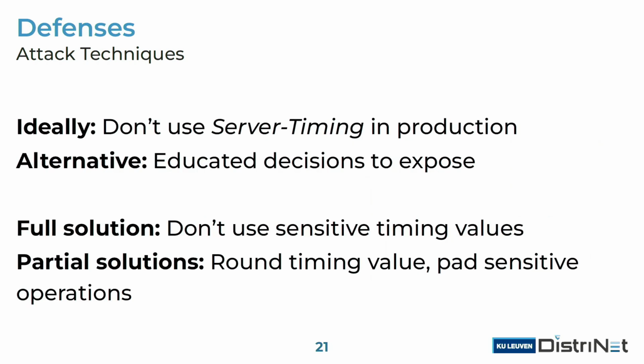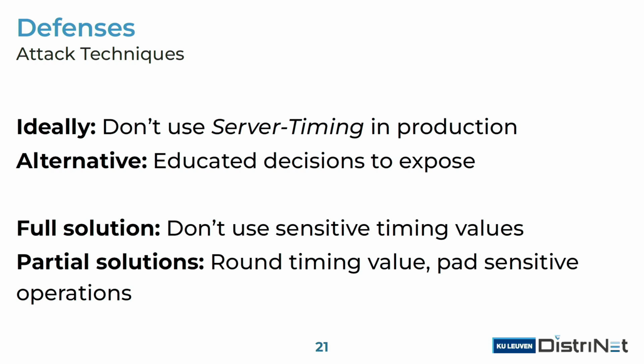So how do you defend against this? Ideally, you wouldn't use the server timing header in production, and the W3C draft also, in their security considerations, says that you best not expose this header to unauthenticated endpoints. But all the websites we crawled are unauthenticated because we didn't do authenticated crawls. So all of these websites are already violating the security considerations of the W3C draft.